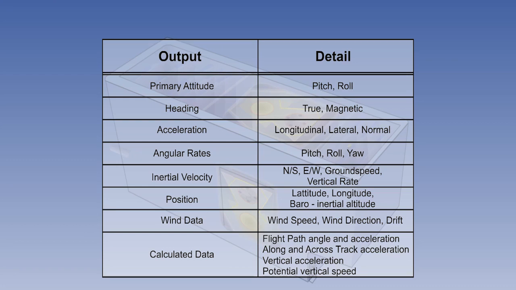From this raw data, it calculates various items of secondary data which are used in the flight management system and the electronic flight instrumentation system, both of which we will cover later. Looking at the full list, the biggest changes to notice are the vertical channel and the availability of magnetic heading.